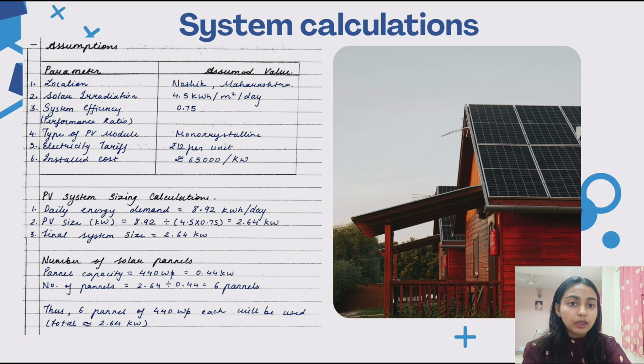Now let's substitute these values into the formula I had said. So we will get 2.64 kilowatt. So the required system size is about 2.64 kilowatt.